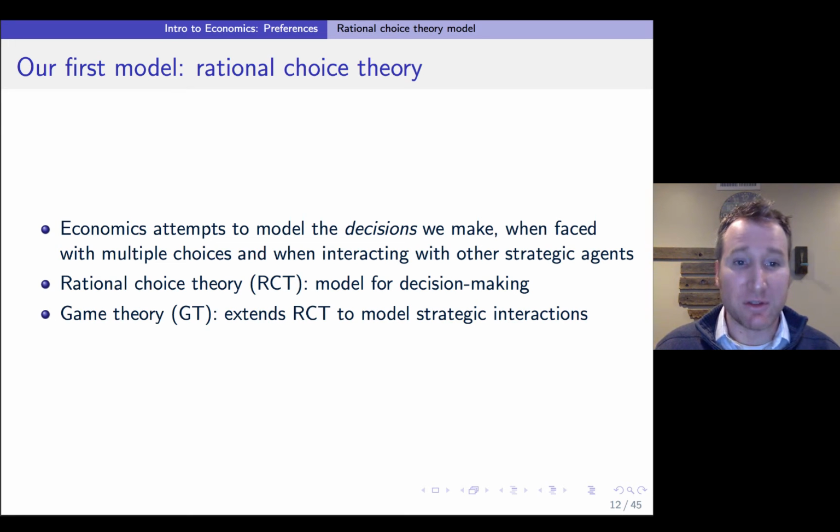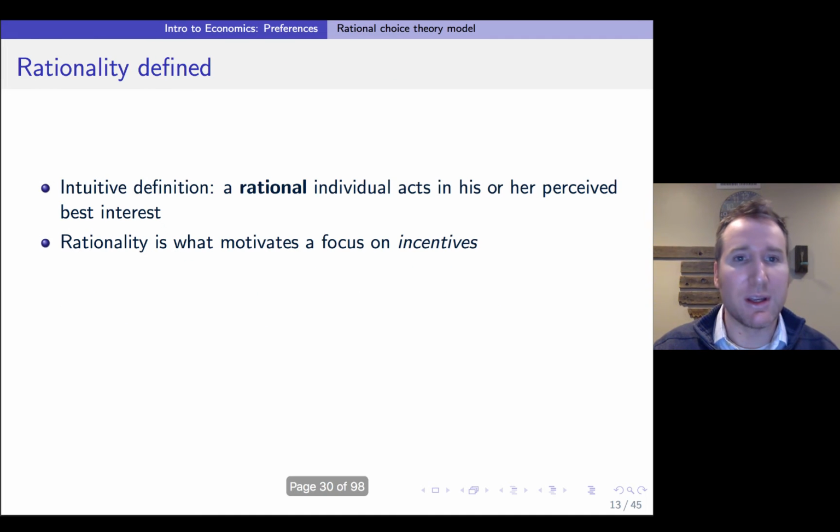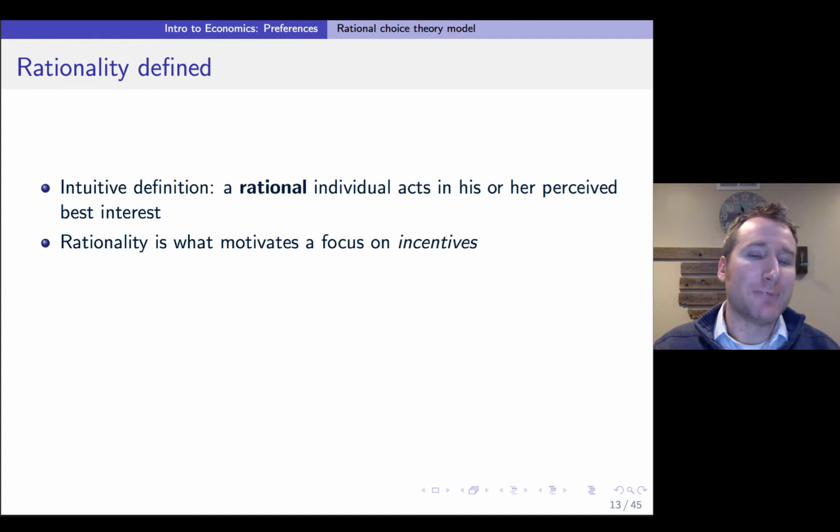It was first developed in part by John von Neumann, and game theory, which we'll talk about later on in the course, is an extension of rational choice theory to model strategic interactions. But first, we're just going to talk about what rational choice theory entails. So, I think there's an intuitive definition we could give for rationality, which would be that a rational individual acts in his or her perceived best interest. And rationality is what motivates the focus on incentives, looking at individual actors following their own interests.